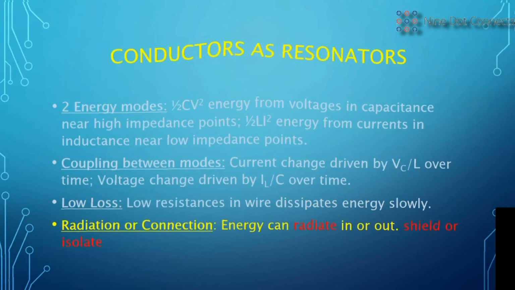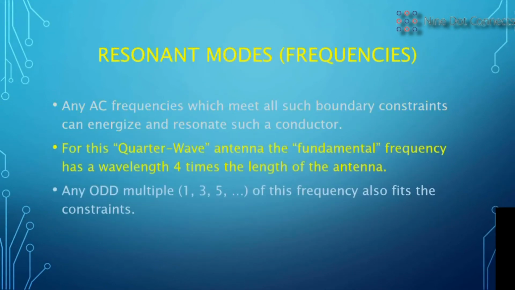So let's talk about the frequencies. Any AC frequencies which meet all boundary condition constraints can energize and resonate such a conductor. If you have a resonator that is being impinged upon by any frequency components that meet that, then it will resonate. For this quarter wave antenna, the fundamental frequency has a wavelength 4 times the length of the antenna. That's obvious from us calling it a quarter wave antenna. Any odd multiple of this frequency also fits that constraint.